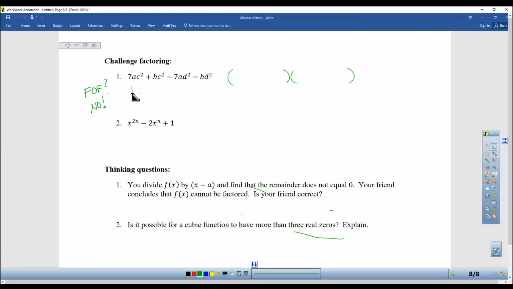And the key is you just have to do reverse FOIL. So I need to make a 7a c squared. I don't know how to break it down, but I do see another c squared without an a. So I'm going to take my c squared, and I see that the a went with the 7, and I'm going to break it down that way. And now the c squared went with the b for outer, so I'm going to put the b there. But if the b goes there, then the d squared must go there. And then I check it. First, outer, inner, that's going to have a negative, which means the last will have a negative if this is positive, which works out perfect.